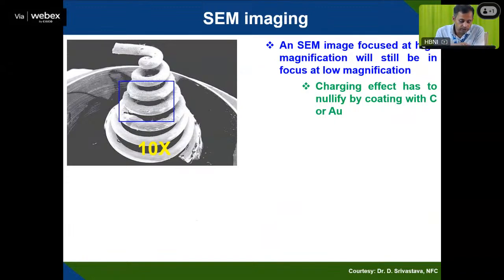But if you see here, this scanning electron microscopy image is focused at the square here, and will still be focused at large magnification. The charging effect has been nullified by coating with carbon. So you can see here this white region. If there is any charging, those things can be overcome by carbon or gold coating.